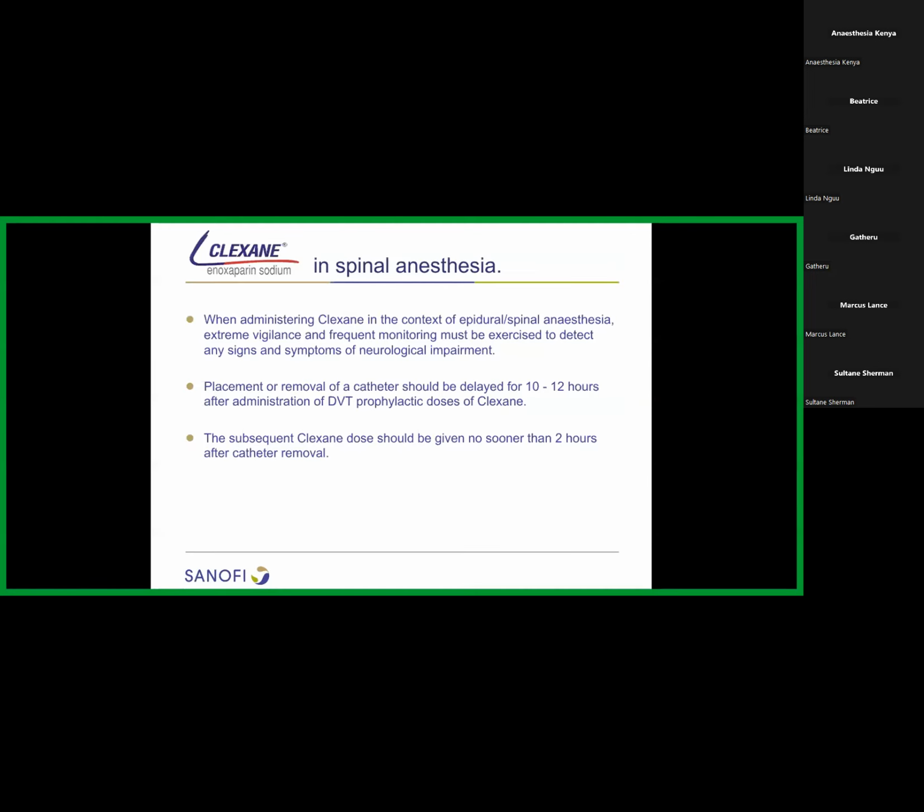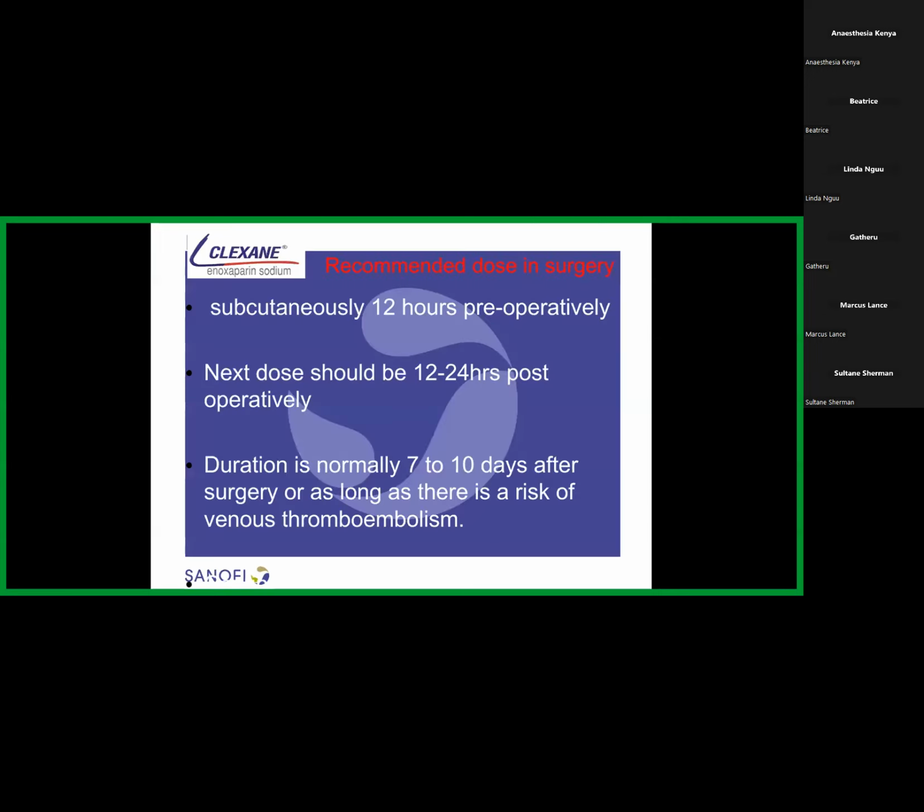And in spinal anesthesia, as Dr. Olang had already said, I'll just do a re-emphasis. When you are using Clexane in the context of either epidural or spinal anesthesia, you should show extreme vigilance, and frequent monitoring must be exercised to detect any symptoms and signs of neurological impairment. This is very important, especially in this session as we are dealing with anesthetists. Placement or removal of a catheter should be delayed for 10 to 12 hours after administration of DVT prophylactic doses of Clexane. And the subsequent Clexane dose should be given no sooner than 2 hours after the catheter removal. I hope that is very clear. And if it's not, I think Dr. Olang will take questions in regards to that.